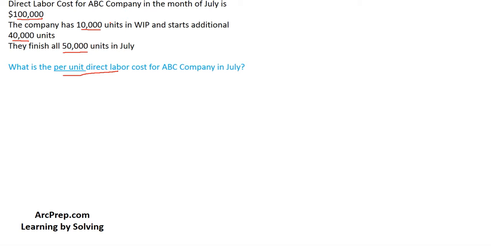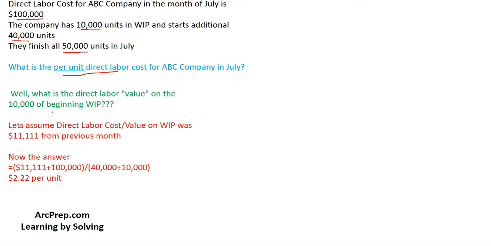Again, the difference between this problem and the previous one is there is a beginning work in process inventory. Now, in order to solve the problem, I haven't given you all the required data that we need to have to solve the problem. We need the value of the 10,000 units of beginning work in process inventory. I need to know that in order to be able to calculate it under weighted average method. I need the value for weighted average.